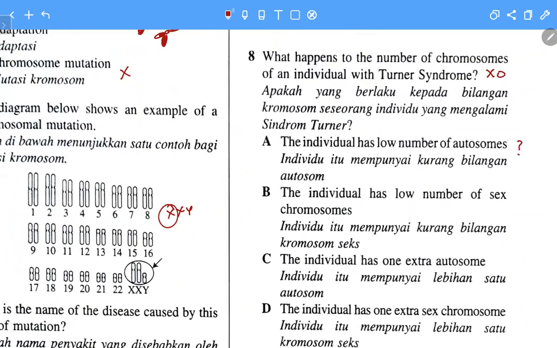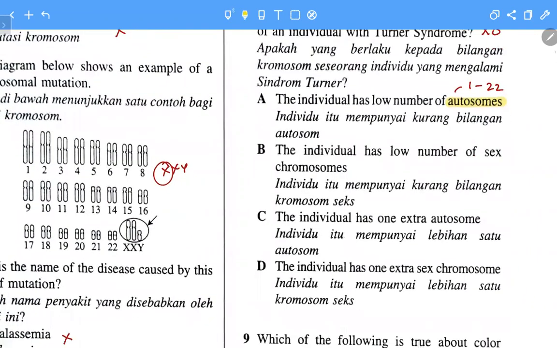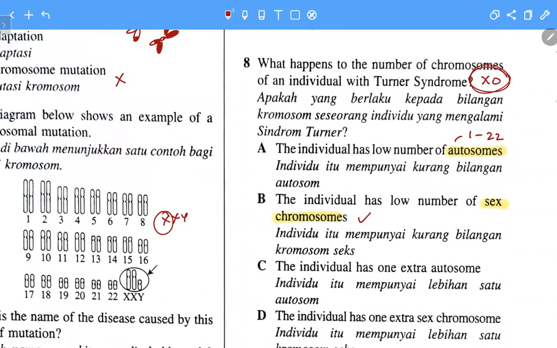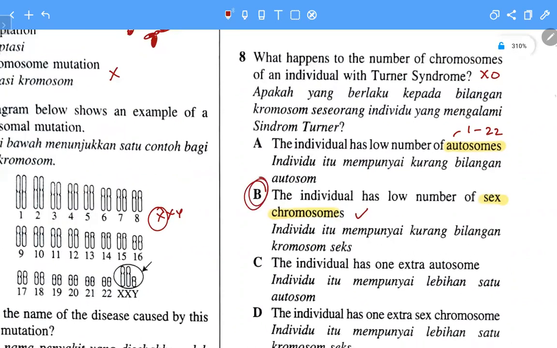Option A: the individual has low number of autosomes. Is that true? No, autosomes refers to the chromosome number 1 to 22. Next, the individual has low number of sex chromosomes. Is it true? Yes. Why do I say correct? Because XO means one X chromosome is lacking, and the X chromosome is considered a sex chromosome. So B is the answer.